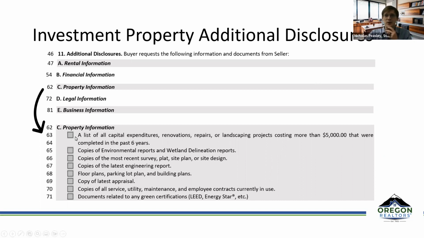But in Section C, you can see the various checkboxes. So for example, a list of your capital expenditures, renovations, repairs, and landscaping projects that cost more than $5,000 completed in the last 6 years. If you haven't had anything done in the last 6 years, or if you, for example, say, I haven't owned the property for 6 years, I can give you 4 years' worth, then that's a statement of explanation, no problem. Copies of various engineering reports, copies of appraisals, copies of, if you've got green certifications, sometimes that's important to the buyers. They want to know if it's a LEED certified, LEED platinum building, something like that. That can be important. And so the buyer can request documents, and then the seller should provide the requested documents or explain why they can't provide the requested documents.